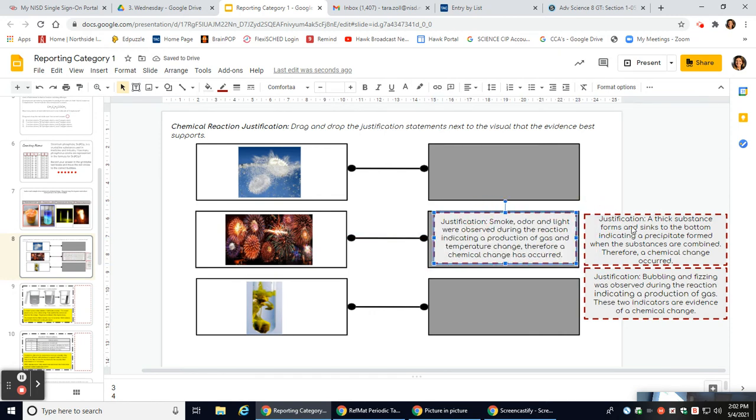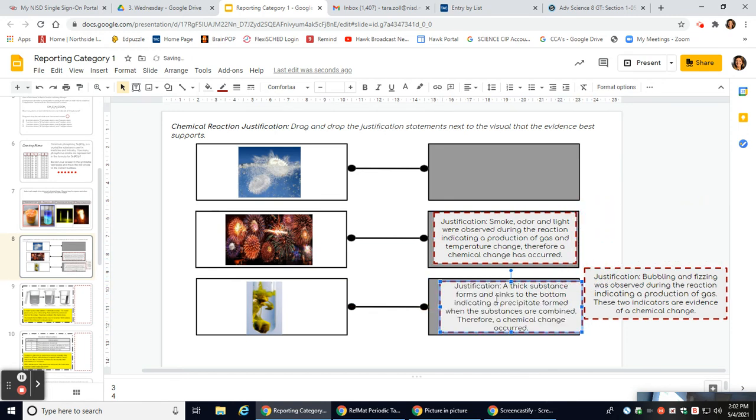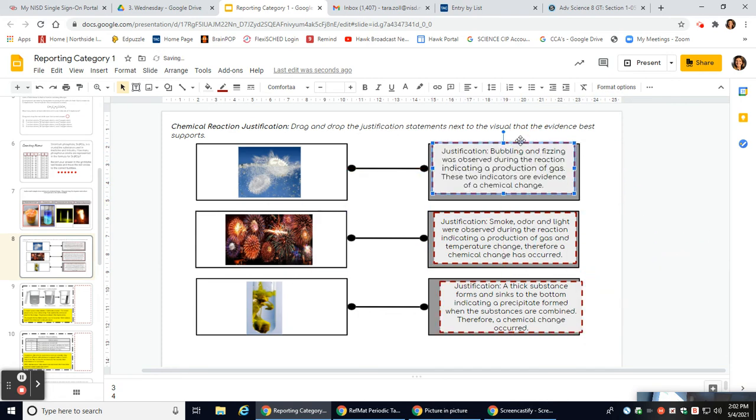Justification: a thick substance forms and sinks to the bottom, indicating a precipitate formed when substances are combined. Therefore, a chemical change occurred. We're getting a new substance. Justification: bubbling, fizzing, and foaming were observed during the reaction, indicating the production of a gas. These two indicators are evidence of a chemical change.